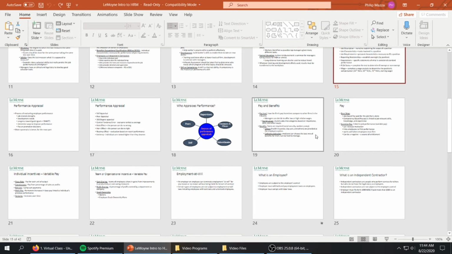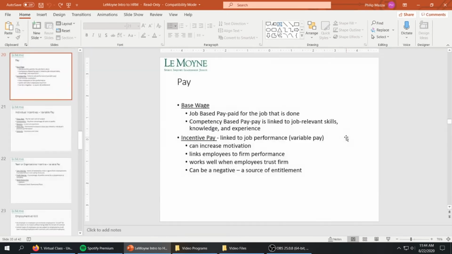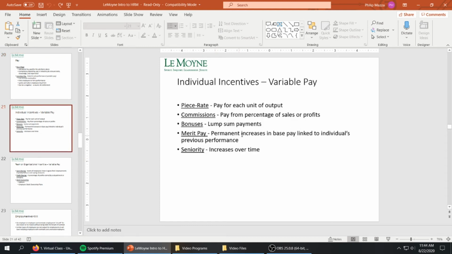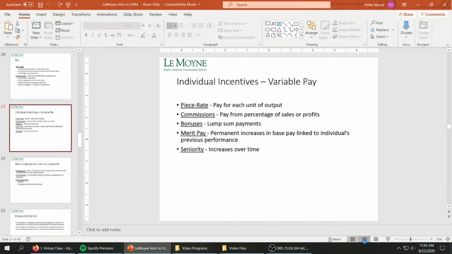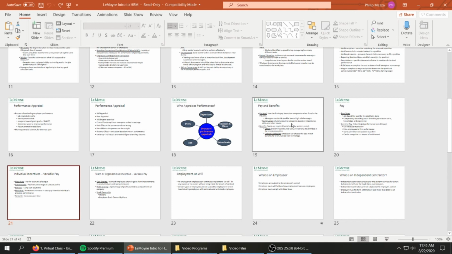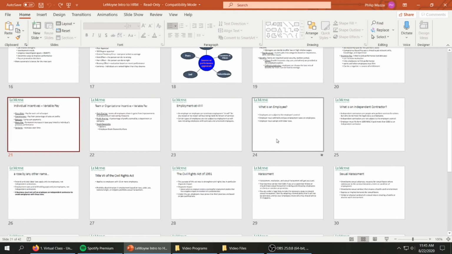Pay and benefits we see in these slides, also very, very important. From a pay standpoint, we look at base wage and incentive pay. From a variable incentive pay, we can see that there are very different systems that are used. Pay and benefits, the benefits that an employee is enrolled in, also very important to track on an HRIS, and we will see that with our HRIS.